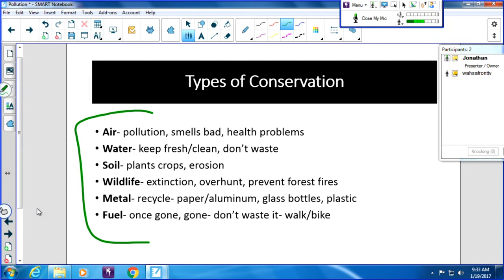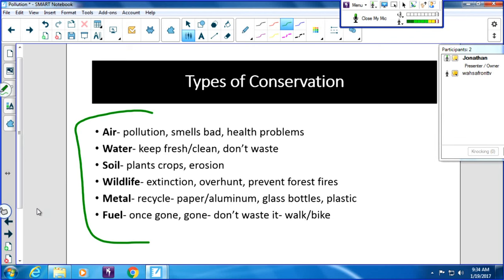Metal conservation, well, recycle. I hope everyone's recycling. I think today in Silico is recycle day because as I was walking to my office, there were tons of blue bins and paper shredders all out on the road. So make sure we recycle any paper, aluminum, glass bottles, plastic. Pretty much everything's recyclable. Or organic compost. Keep that in mind as well.